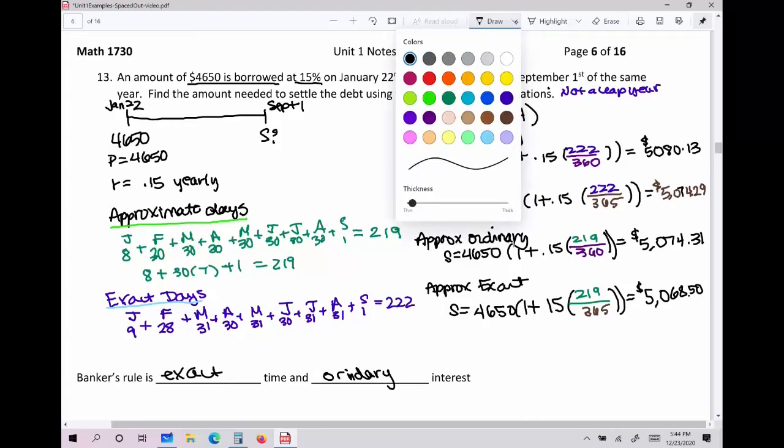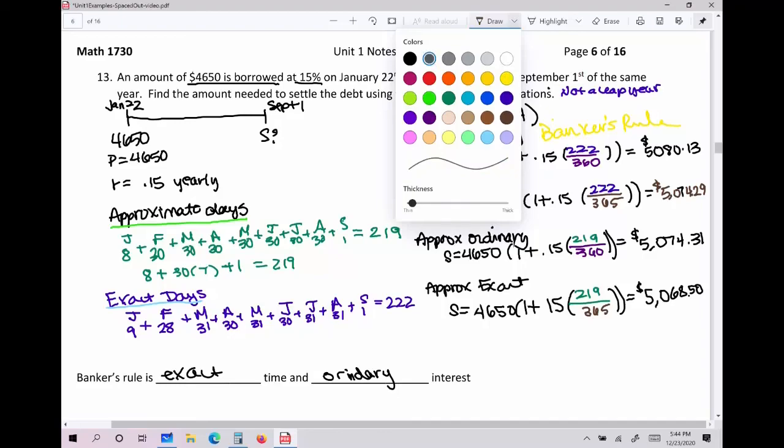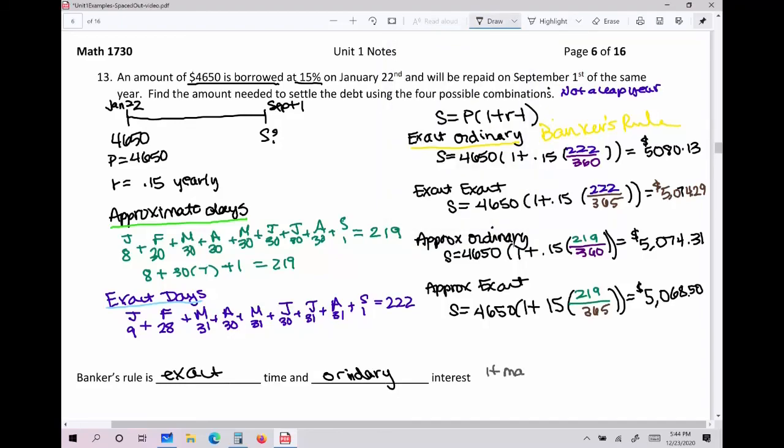So that would be this one. Okay, and again, that's because it makes the bank the most money.